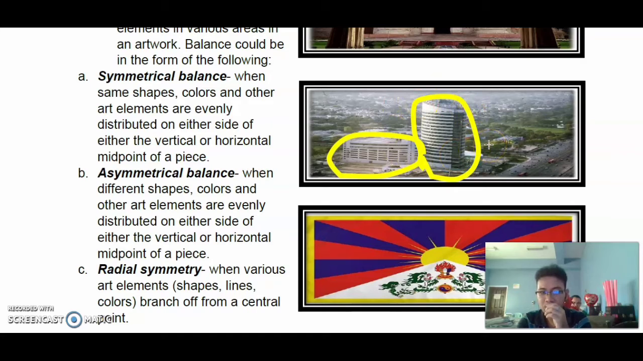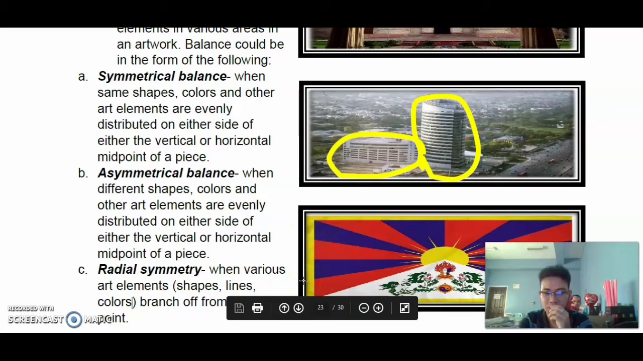So they are balanced because they are both buildings. However, they differ on the orientation. This one is in a landscape and this one is in a portrait or vertical one. So this is what we call a symmetrical balance. The third one, we have radial symmetry, when various art elements or shapes, lines, and colors branch off from a central point.